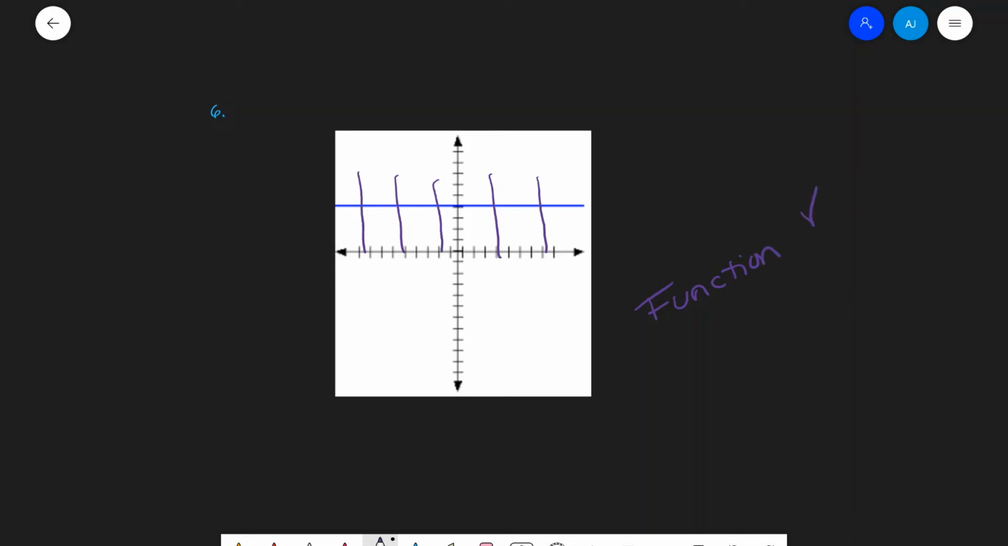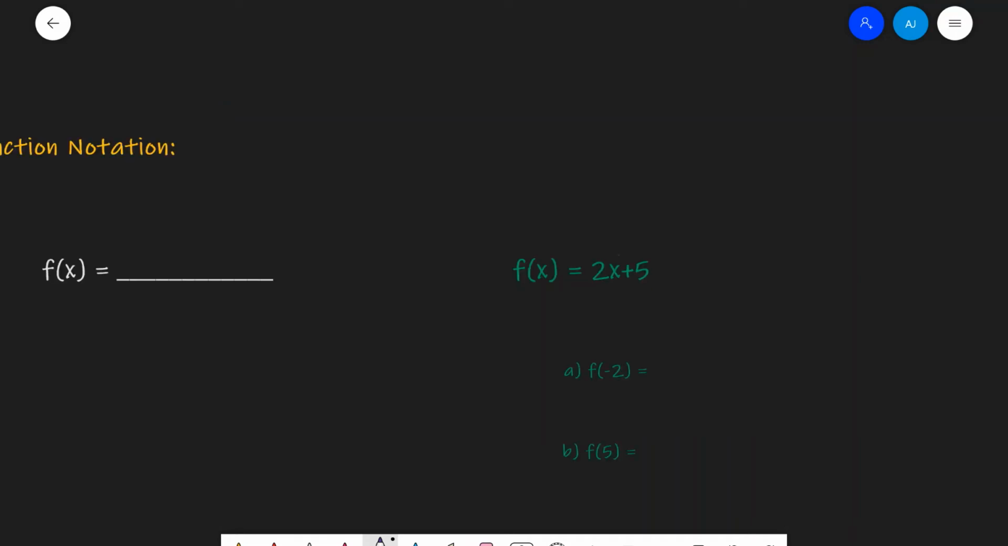So now that we have an introduction to functions, let's dabble in function notation, and let's see some problems. As you have learned in Algebra 1, functions use the notation f of x equals blank, which is where the function will be placed, whatever that might be. For example, in example 1, the function is 2x plus 5. F of negative 2 and f of 5 is basically asking if negative 2 or 5 is the input, or in this case, the x value, so x is the input, what will be the output? And the output in this case is f of x.